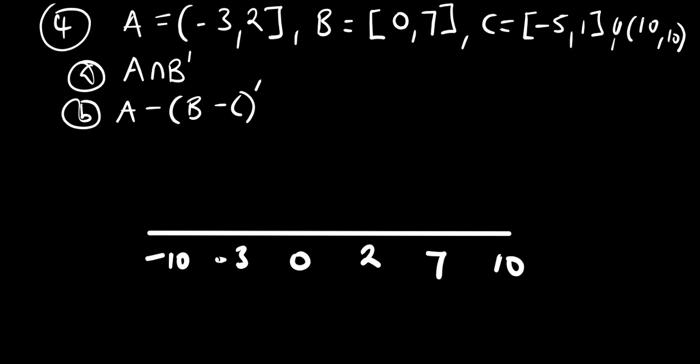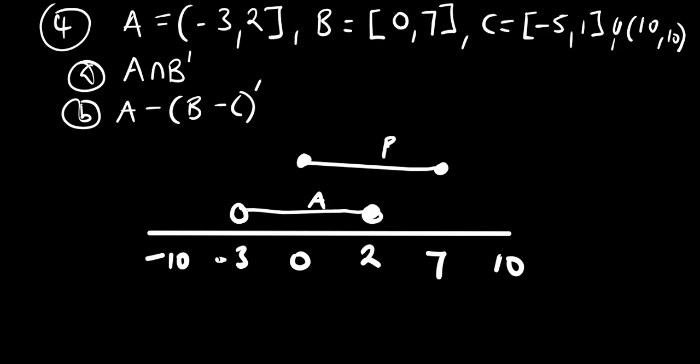A is from -3. Is -3 included or not? You are able to see that -3 is not included, so I'm going to put open. I'm going all the way to 2. Is 2 included? Yes, 2 is closed. So that is our A. Then let's put our B. Our B is from 0 to 7. Both 0 and 7 are included, so I'm going to close at 0 and close at 7. This will be the interval for B.